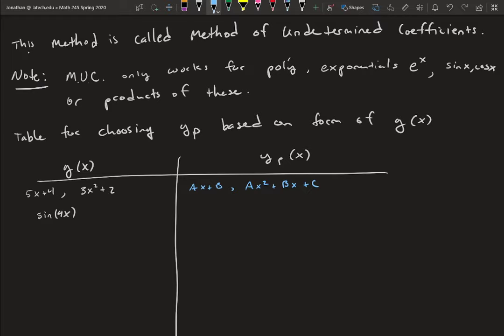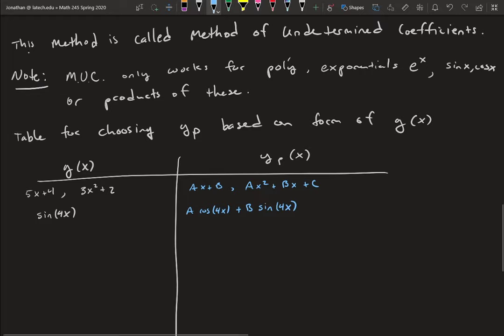Then our particular solution would be a cosine 4x plus b sine 4x. So even though our g of x only has sine, we actually have to include the sine and the cosine in our particular solution, because the derivatives, like sine differentiates to cosine, and so on. So you might have to include a cosine in the particular solution.